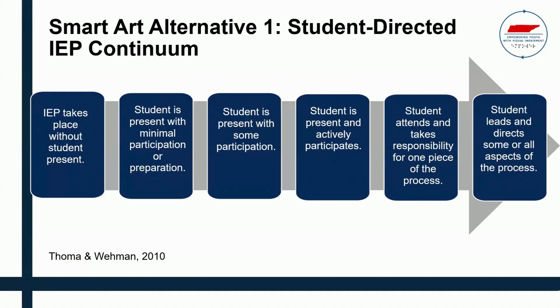The text reads, IEP takes place without student present. Student is present with minimal participation or preparation. Student is present with some participation. Student is present and actively participates. Student attends and takes responsibility for one piece of the process. And then last, student leads and directs some or all aspects of the process.